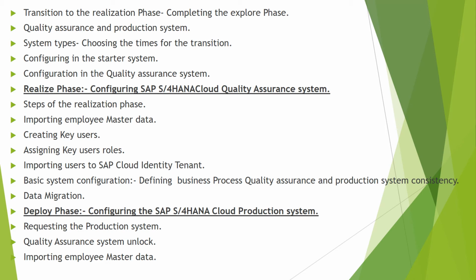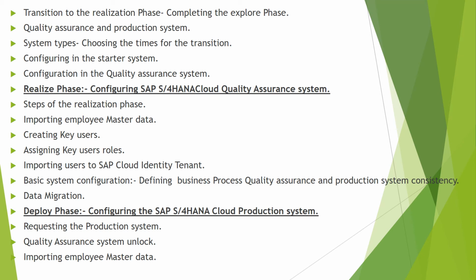And now we are going to discuss the realization phase, that is, the realize phase. Here we are configuring the SAP S/4HANA Cloud Quality Assurance System. The starter system is mainly designed to familiarize yourself with SAP S/4HANA as well as identify and determine your individual customizations. The starter system is not released for production. Production requires the final SAP S/4HANA cloud system as provided in the realization phase.